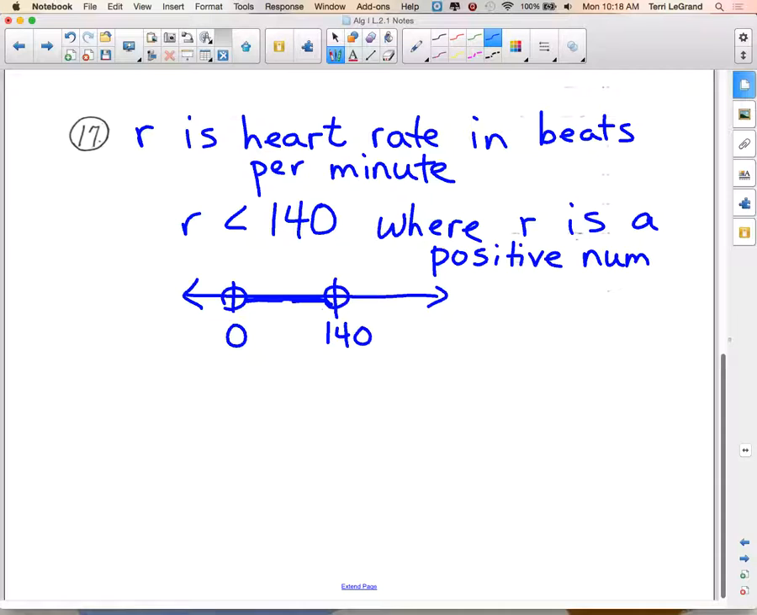We said, you know what? Yeah, it can't be 140, but it also can't be 0 or under. It has to be a positive value, or you're not alive. Okay? So where R is a positive number, and we show it on the graph as we did. Okay, any questions? Any of it we should go back to?